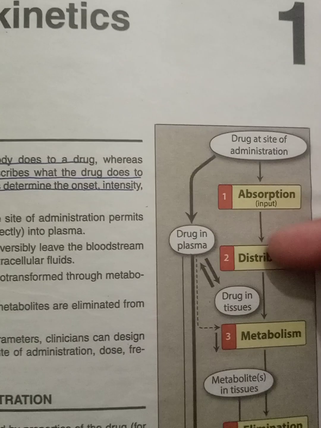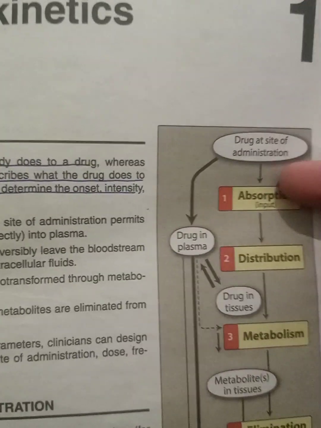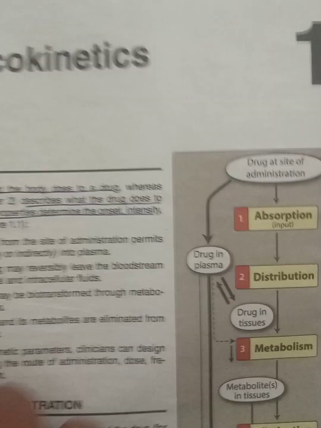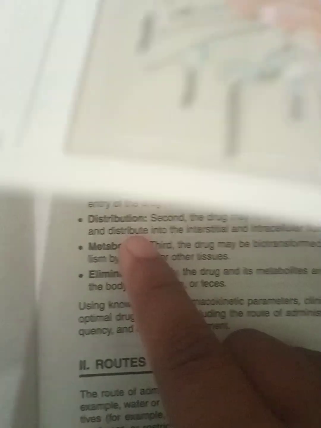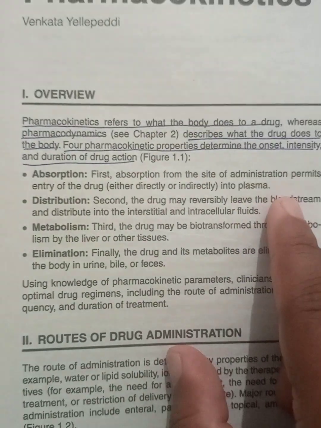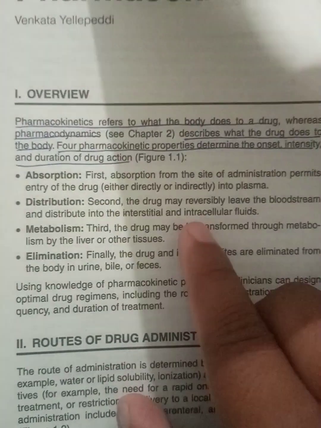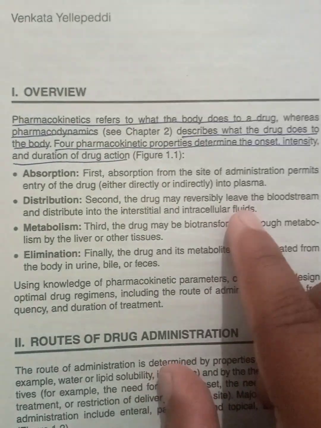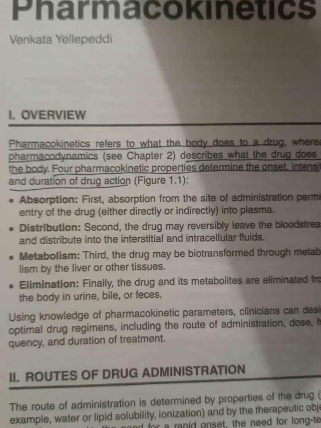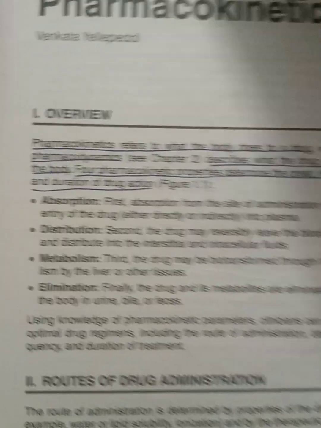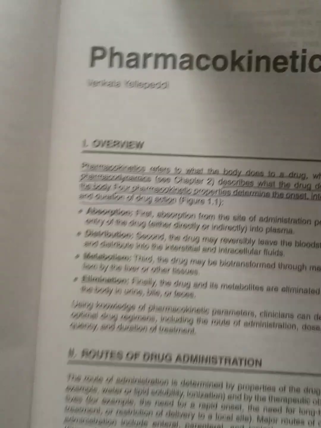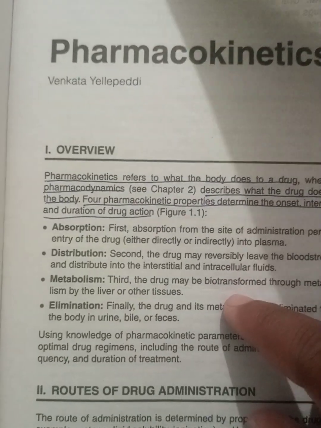Next, when absorption starts, the drug distributes in the body. Here we can see distribution. Second, the drug may reversibly leave the bloodstream and distribute into interstitial and intracellular fluids. So when the drug is absorbed in the body, it distributes in the intracellular and interstitial fluids.